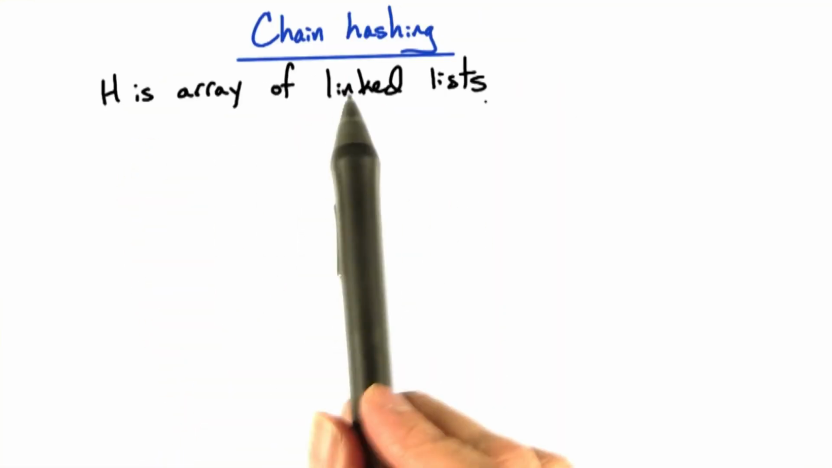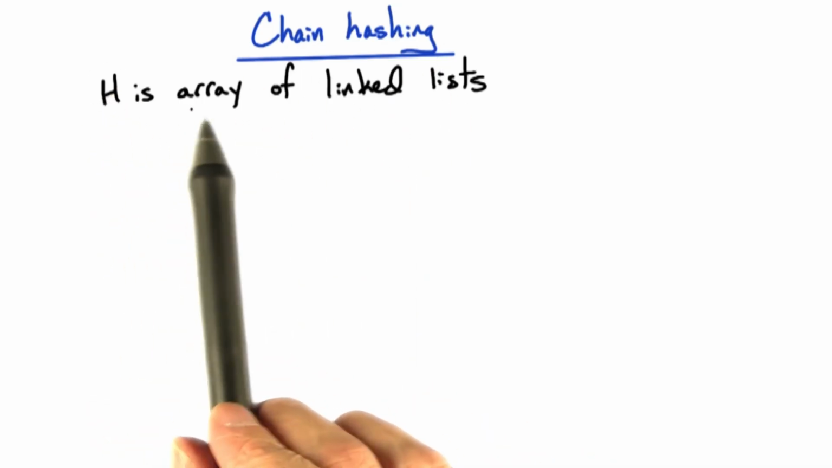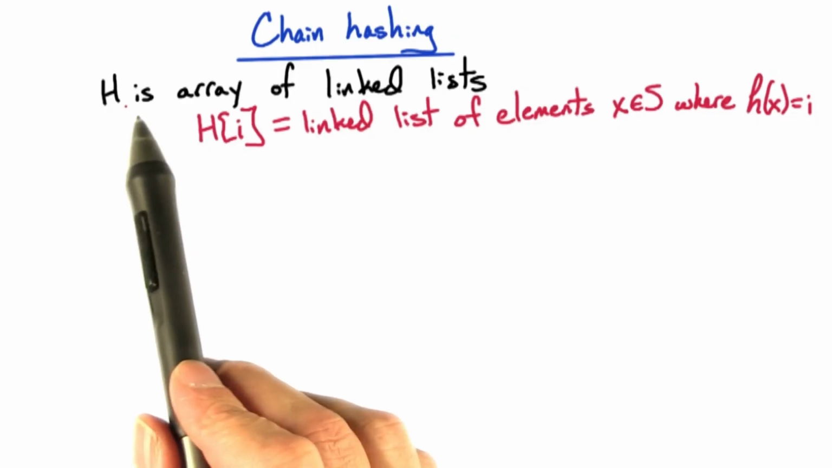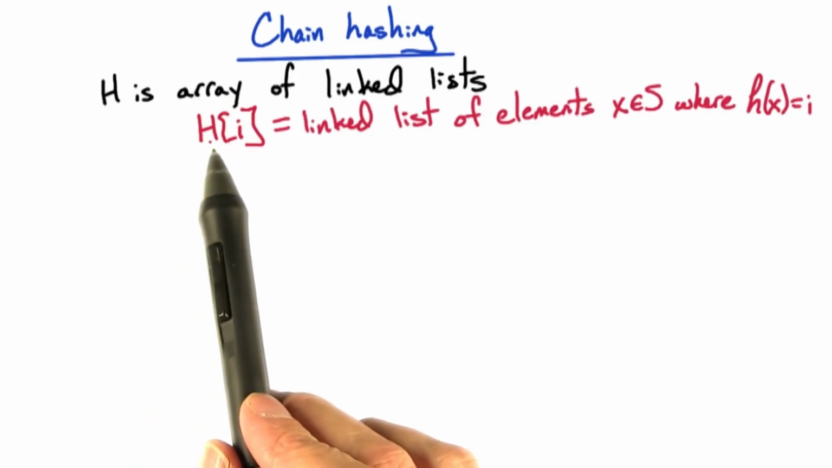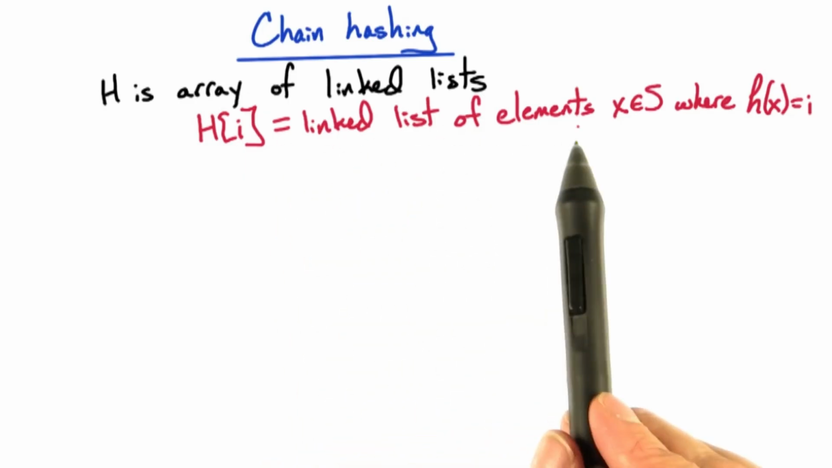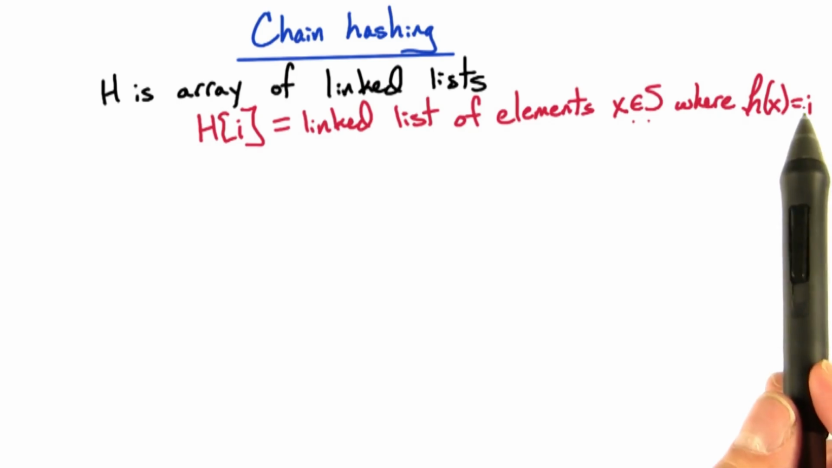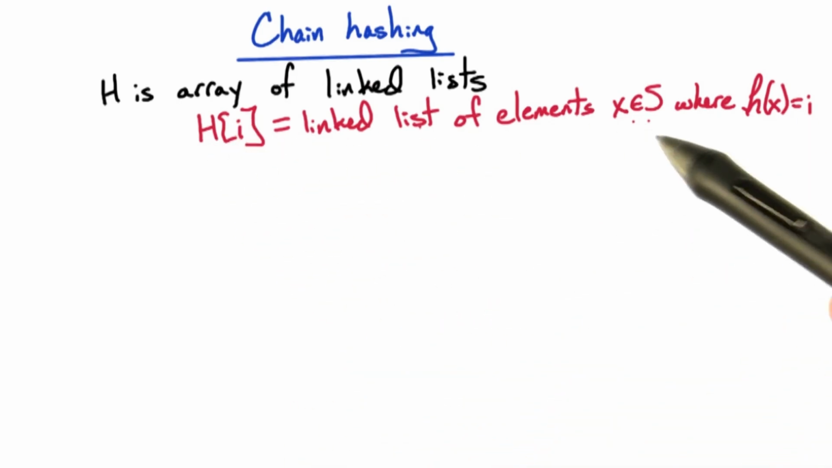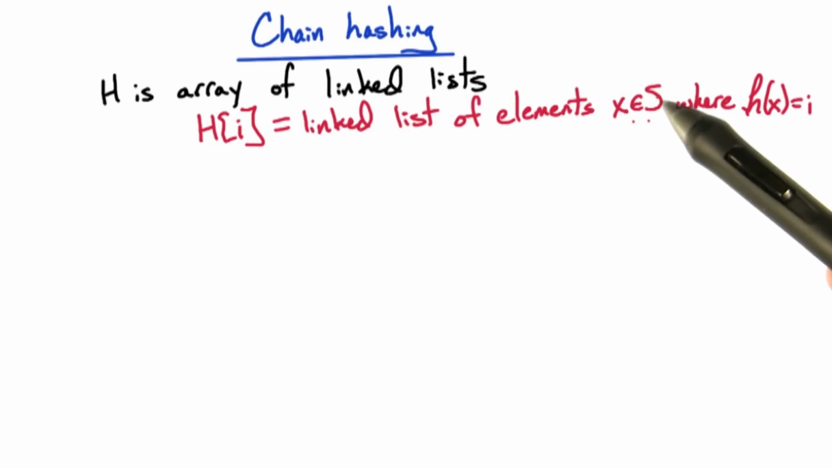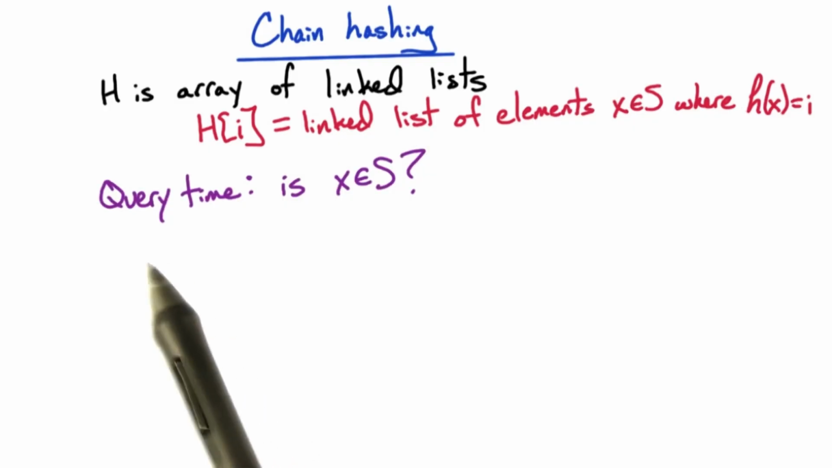Once again, in the traditional hashing scheme, chain hashing, H, our hash table, is an array of linked lists. H is an array of size n, and H of i, the ith element of H, is a linked list of elements in our subset S which map to i. So in other words, H of i is a linked list of those unacceptable passwords whose hash value is exactly i.